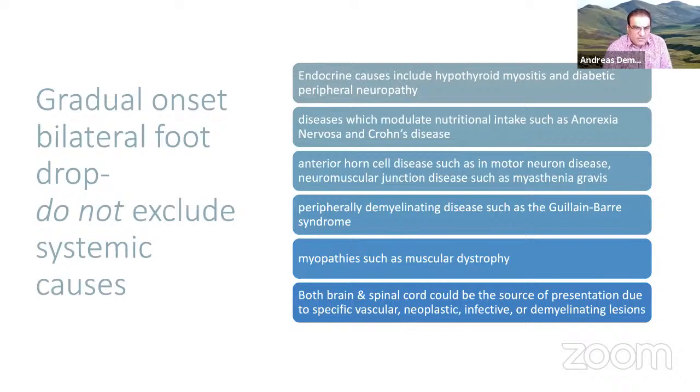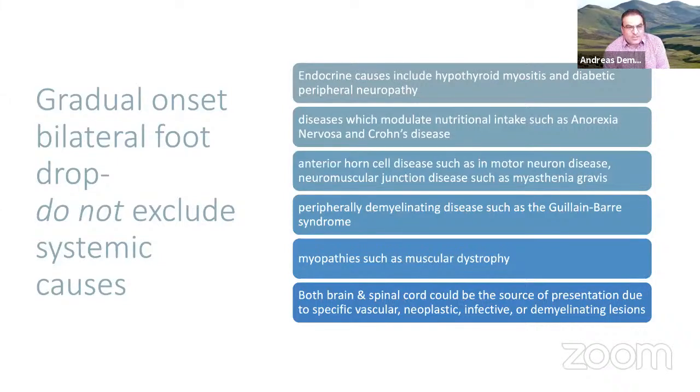I'm now shifting a little bit to bilateral foot drop, where we need to consider endocrine causes, such as thyroid disease, diabetic peripheral neuropathy, other diseases such as anorexia and Crohn's, which can put them into the nutritional category. If you go into the neurological chain, anterior horn cell disease such as motor neuron disease or neuromuscular junction disease with myasthenia gravis can cause bilateral foot drop. Then we have peripheral demyelinating disease such as Guillain-Barré, myopathies, and anything in the chain.